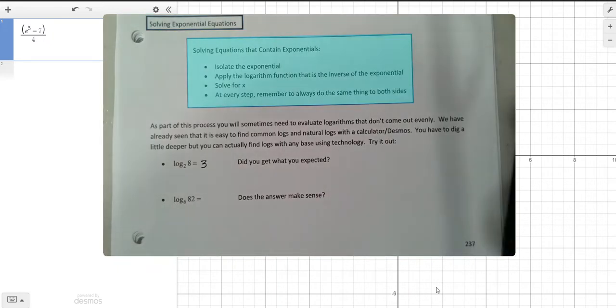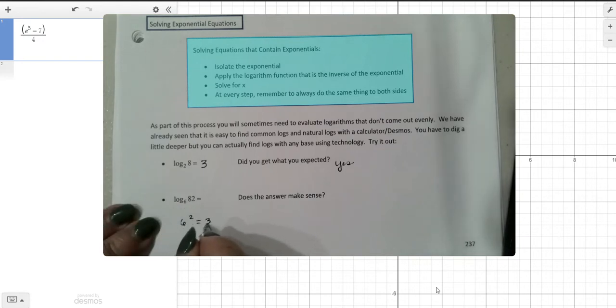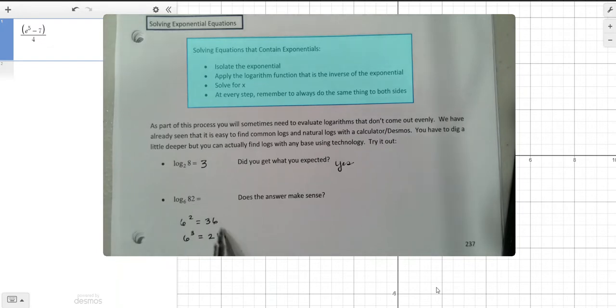I'm going to do one more and then we'll pop over to Desmos and do them both on Desmos as well. So yes, we did get what we expected, right? All right, what about the log base 6 of 82? Notice this time there's no nice whole number power of 6 that's going to give me 82. I know 6 squared is 36. 6 cubed is 216. And 82 is somewhere in between there. So all I really know is that my answer should be between 2 and 3 somewhere. Other than that, I can't give an exact value.